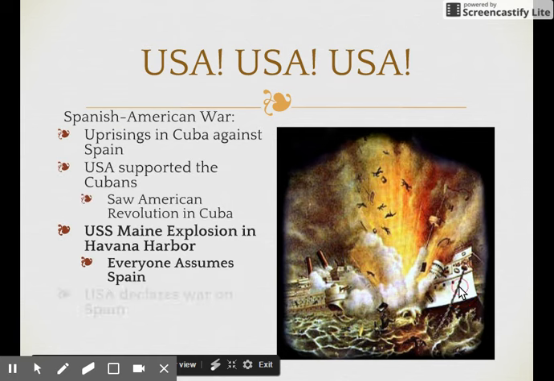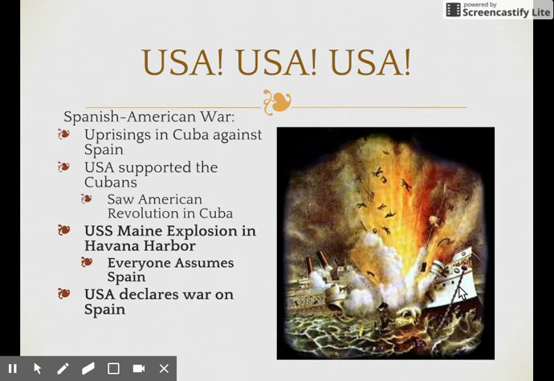We're going to start expanding overseas with an event known as the Spanish-American War. In the early 1800s, the Spanish Empire is going to start collapsing. One of the main areas that's going to fall apart is Cuba. Now, Cuba had been a colony of Spain for several hundred years, since the 1500s, and now in the 1800s, it's going to try and break away.